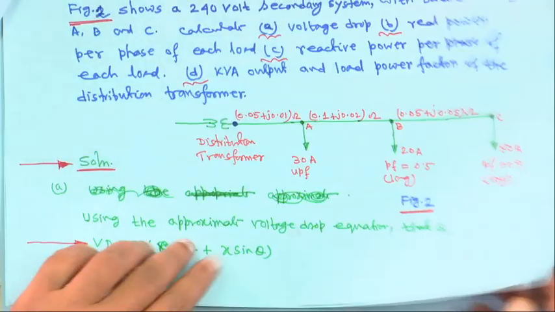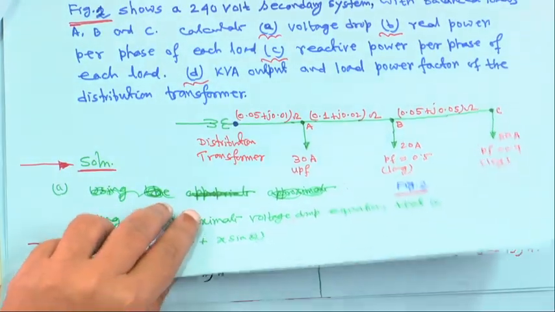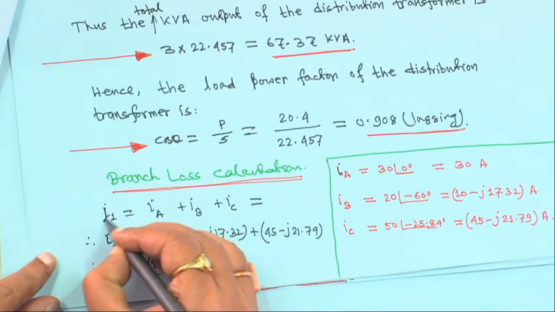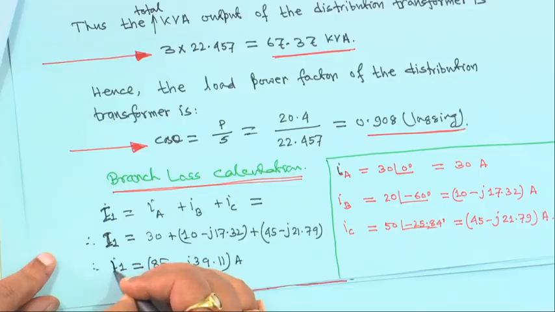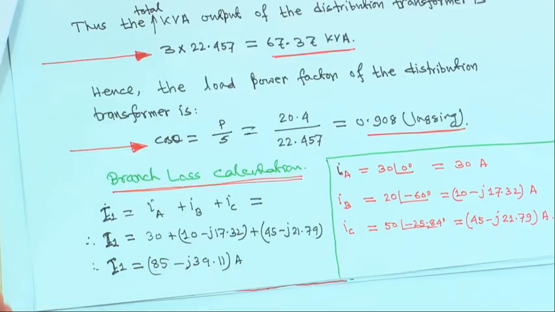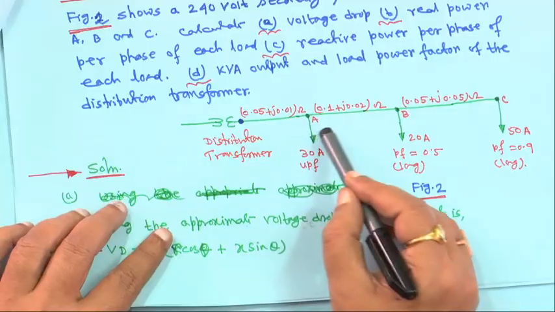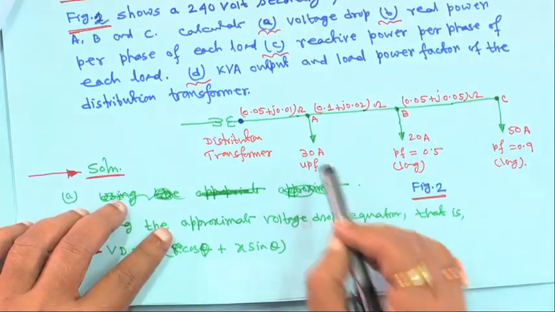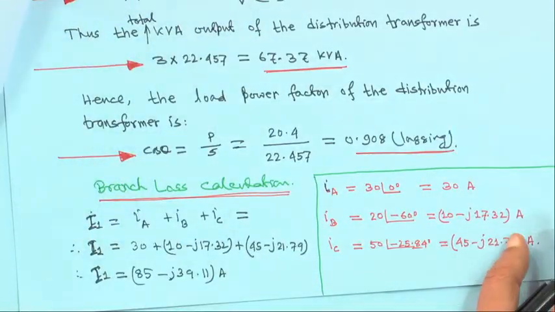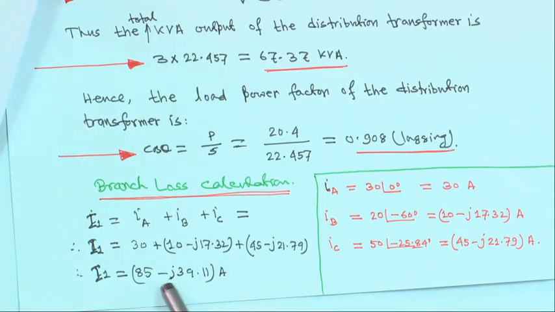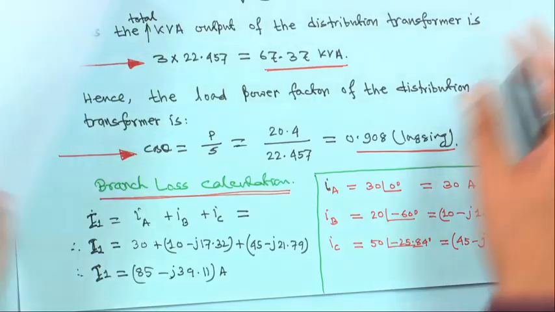So, this branch current I1, here I have used small I1, there should not be any confusion for you, better I should make it capital I1, right. So, I1 is equal to IA plus IB plus IC, because this branch current will be IA plus IB plus IC, sum it up all. So, if you substitute IA, IB, IC, it will become 85 minus j 39.11 ampere, right.